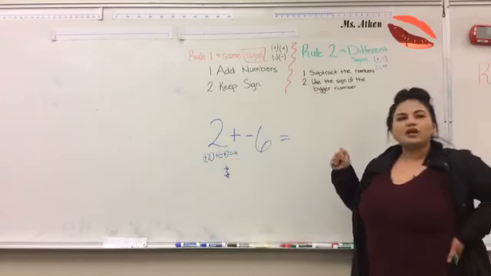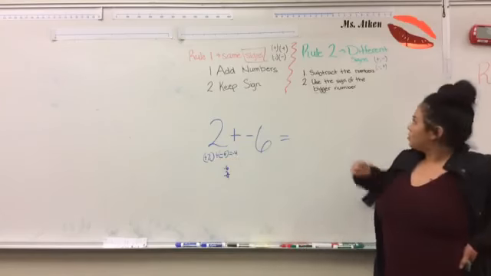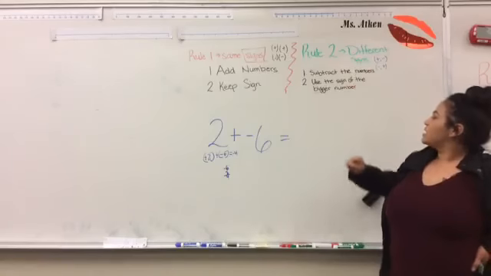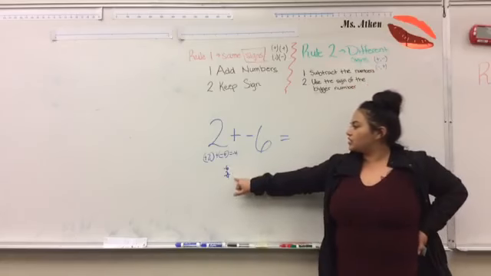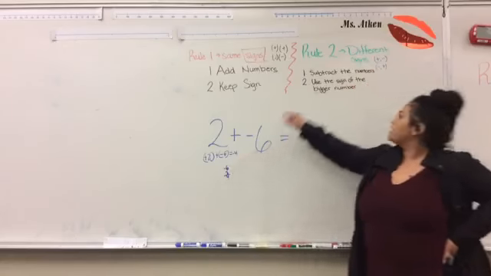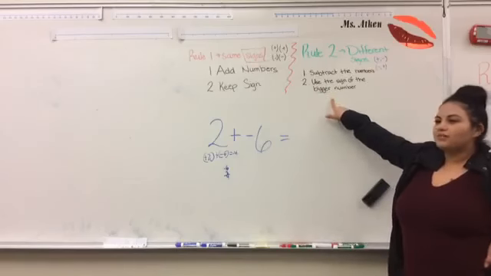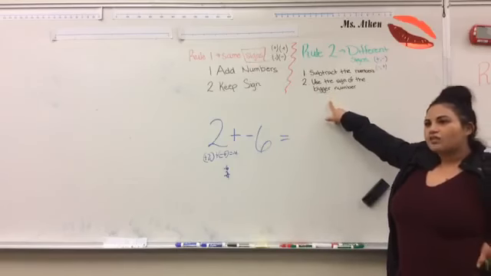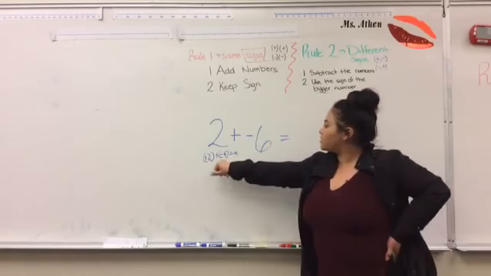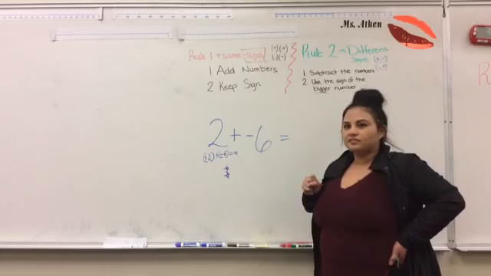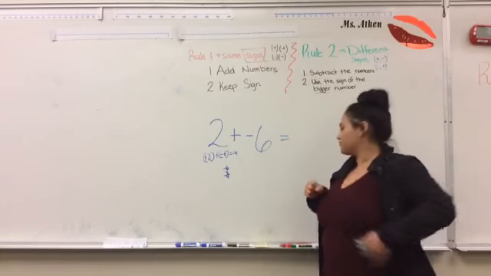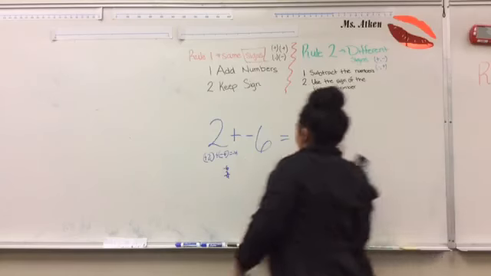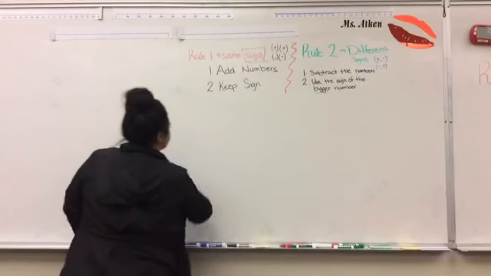So is that rule number 1 or rule number 2? Rule number 2. They're different signs. So that means to subtract the numbers. So she did 6 minus 2 equals 4. And then step 2 is to use the sign of the bigger or smaller number? The bigger number. And is the 6 bigger or is the 2 bigger? The 6. 6 is the bigger number. So are we using a positive or a negative sign? Negative. Good.